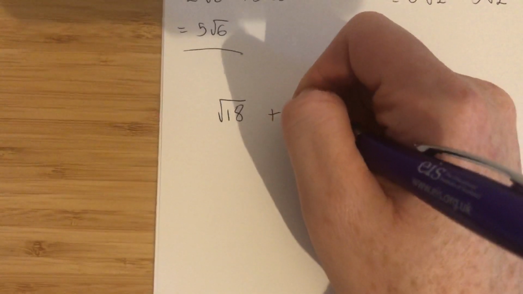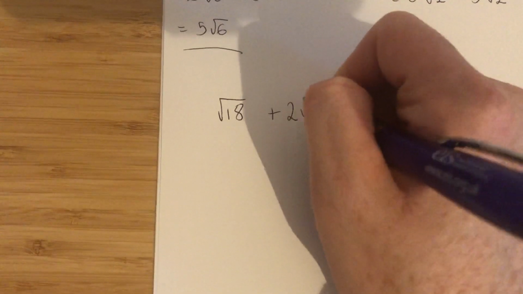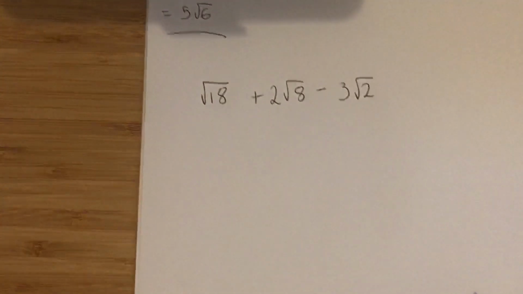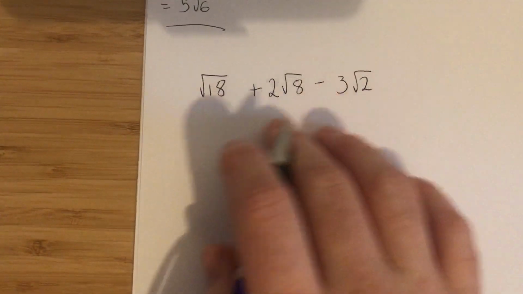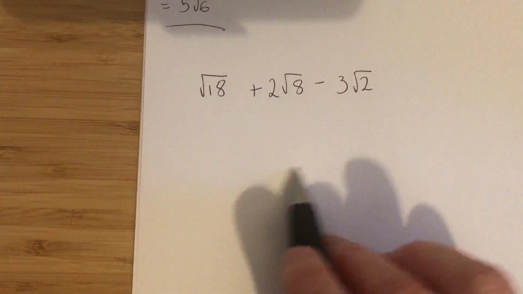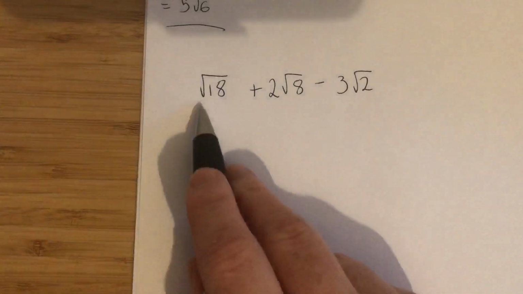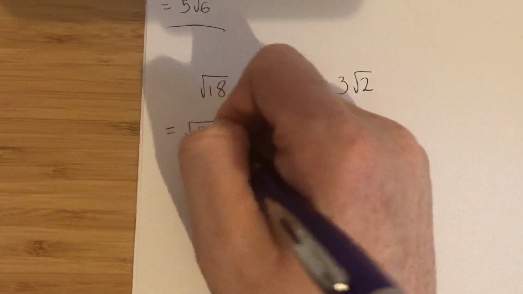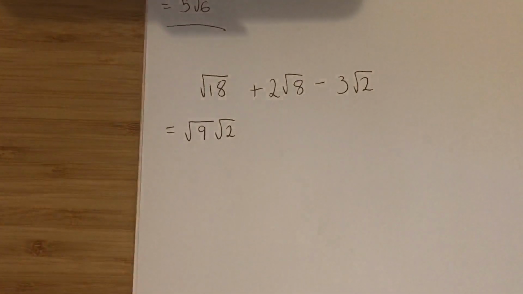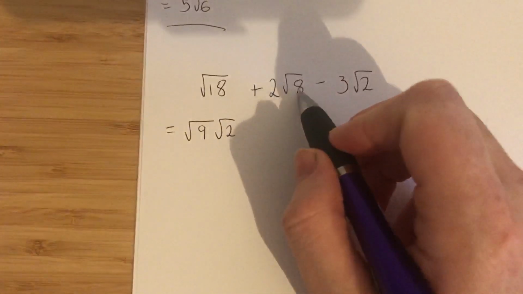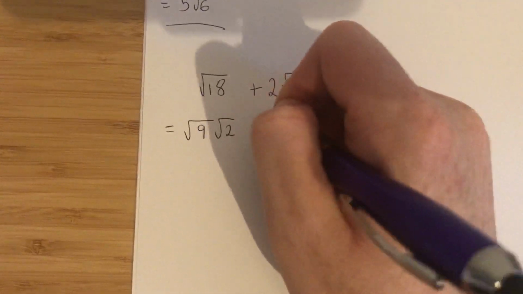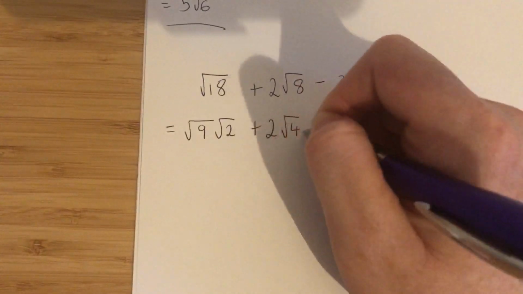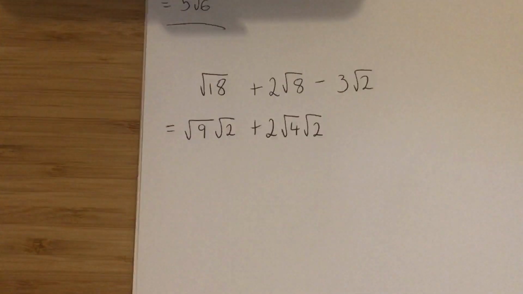plus 2 root 8 minus 3 root 2. So we've got a few different terms here, but hopefully we're going to get to them all having the same root. Square root of 18 I can break into square root of 9, square root of 2. 9 times 2 is 18. 2 root 8, I can simplify that root 8 as well, so plus 2 square root of 8 we can do square root of 4, square root of 2.